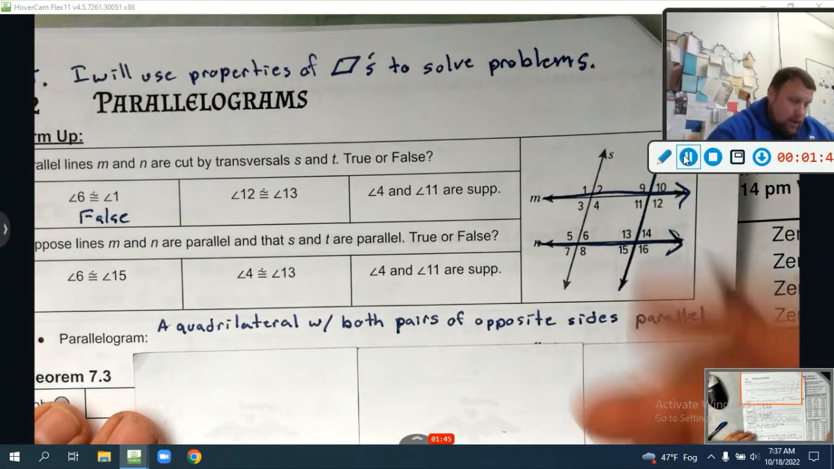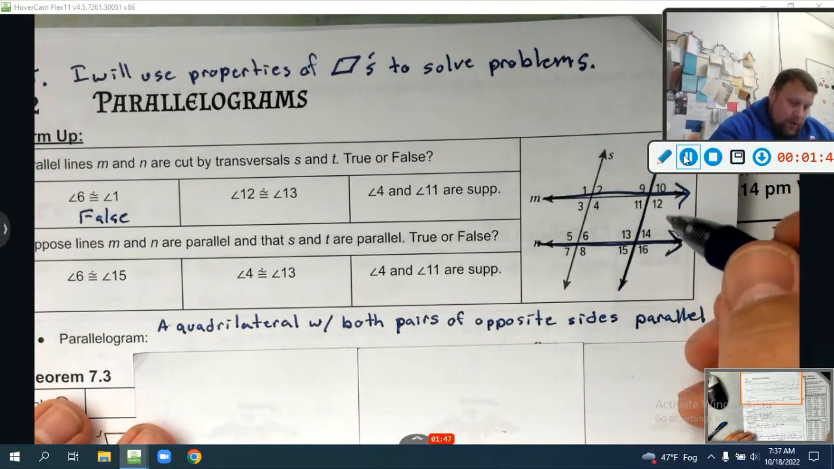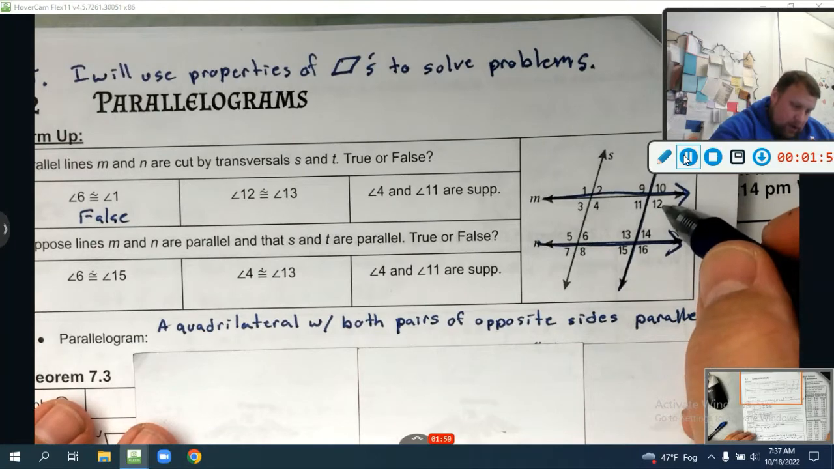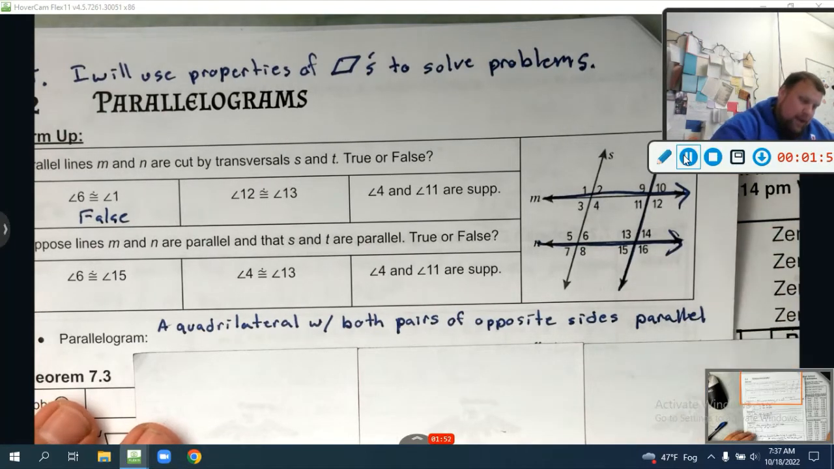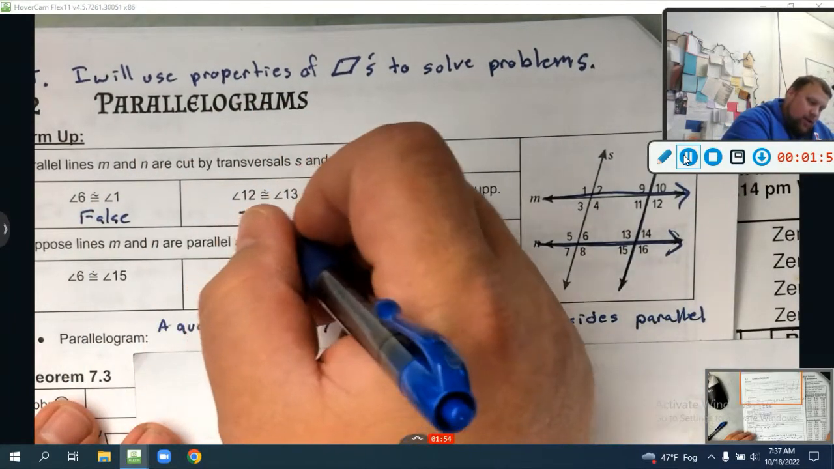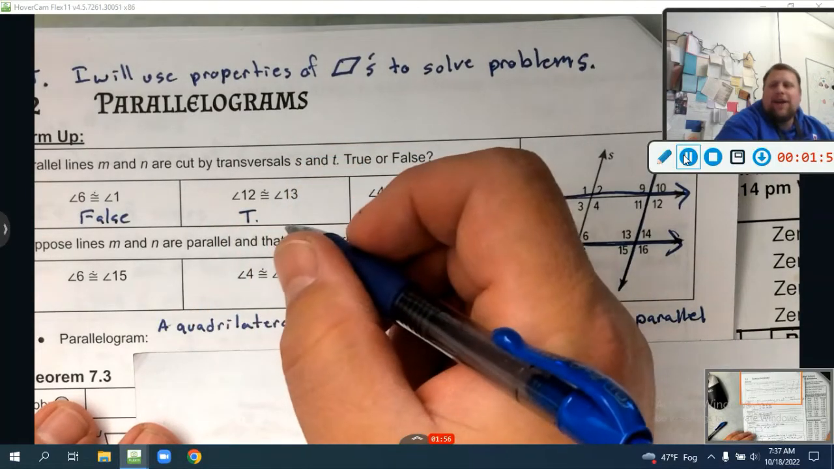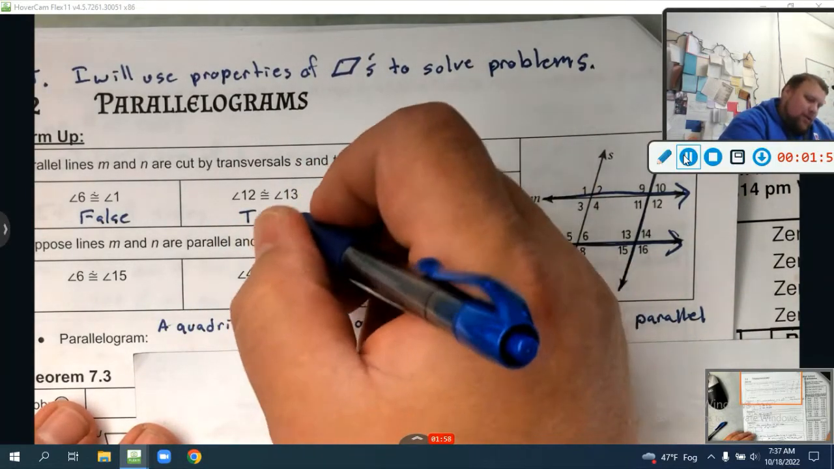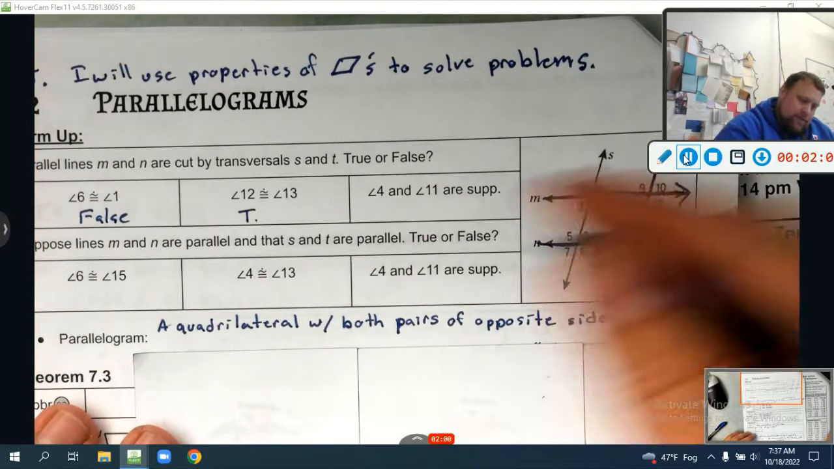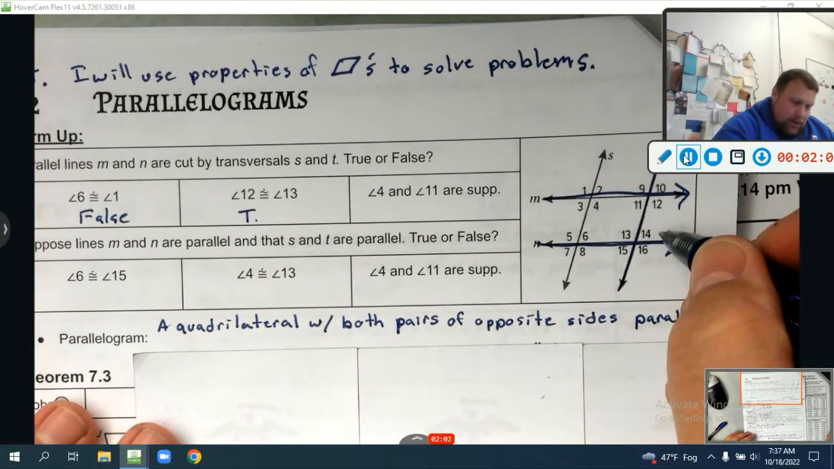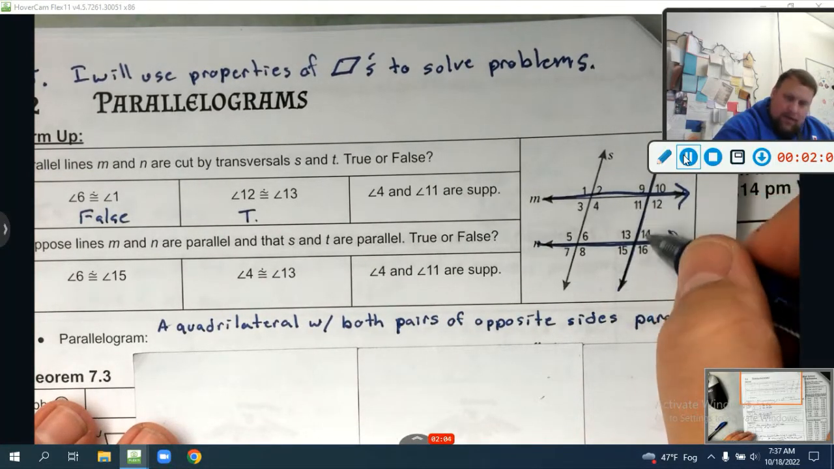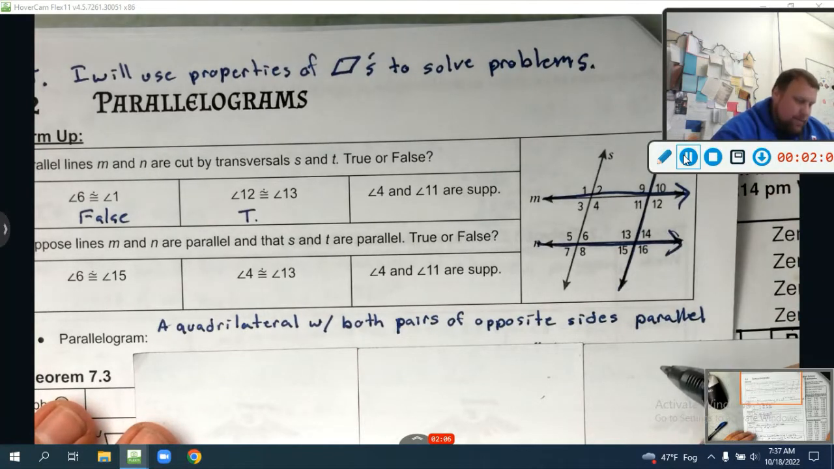Let's see. Angle 12 is congruent to angle 13. Angle 12, angle 13. That is true. These are alternate interior angles. So here's how it works, guys. If they're on opposite sides of the inside, they are congruent.